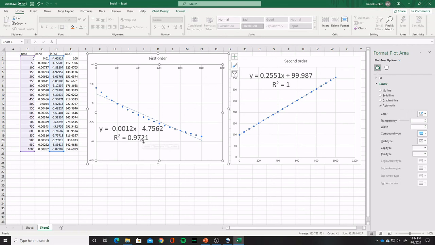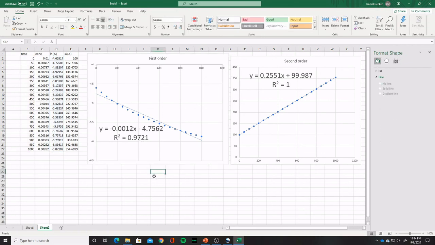It comes with practice. So if we look at these 2 graphs here, the first order one, the R squared value doesn't really seem all that bad. It's pretty close to 1, but when compared to this one, you can see that this one is straighter. This is actually, again, another example of fake data.